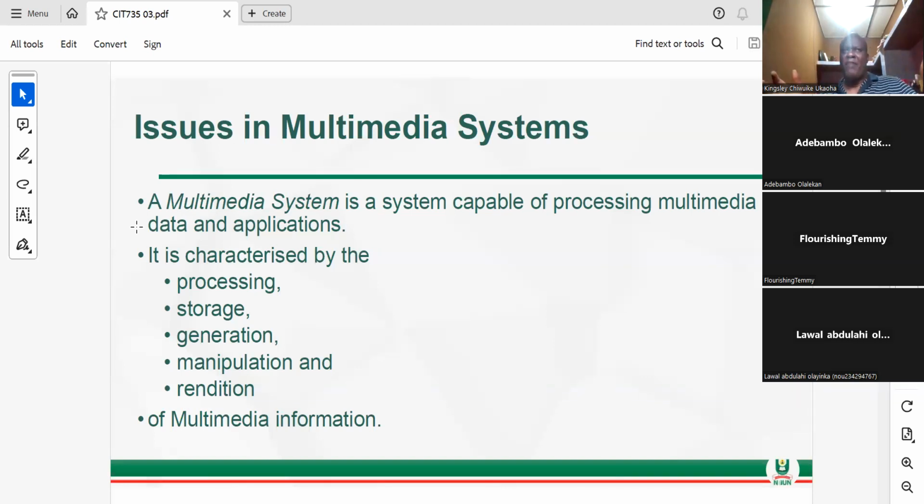Manipulate. You can look at that video and find a way of altering the content, maybe moving it forward, moving it backwards, pausing it. You find a way of manipulating it so that it may not have a smooth flow. You are now in control of it. Rendition, you can present it in various forms. You can say, okay, I don't want the pictures to be showing. Let it be only audio. You can do it that way. Or you can have only pictures without audio, as the case may be. So all these are the components, the issues you have in multimedia systems.